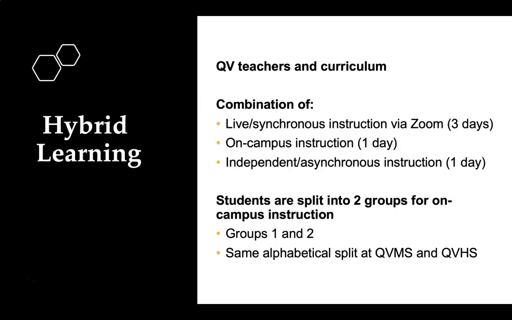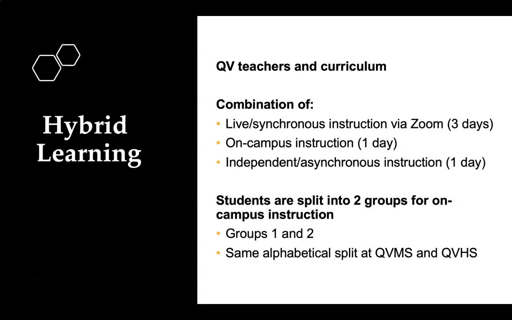The Quaker Valley High School on-campus hybrid learning model uses Quaker Valley teachers and curriculum and allows for 4 days of live instruction, including 3 days of synchronous instruction via Zoom and 1 day of on-campus instruction in a smaller group setting.